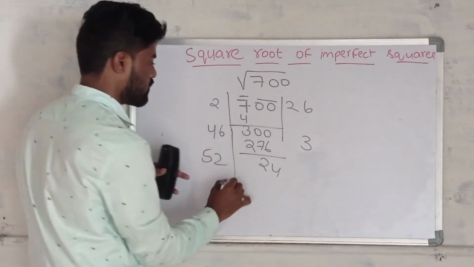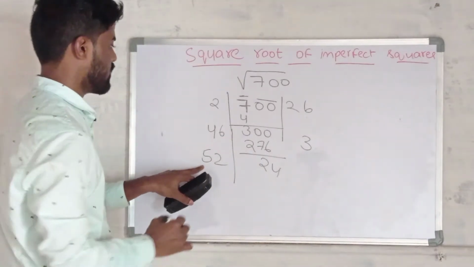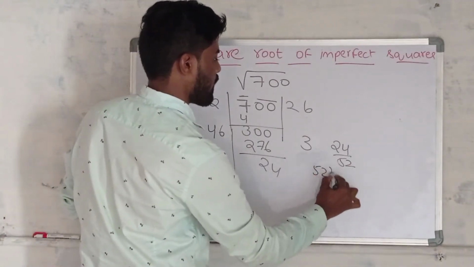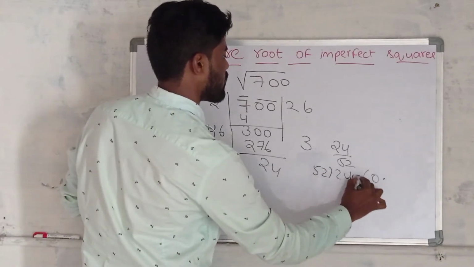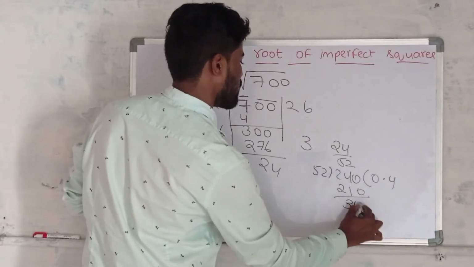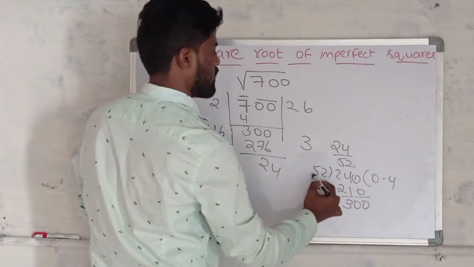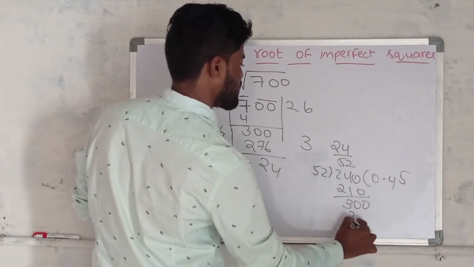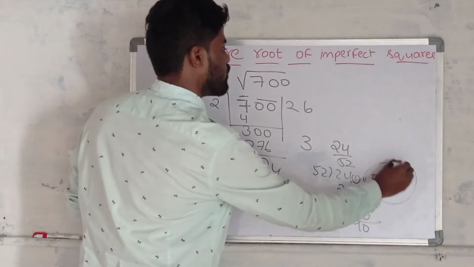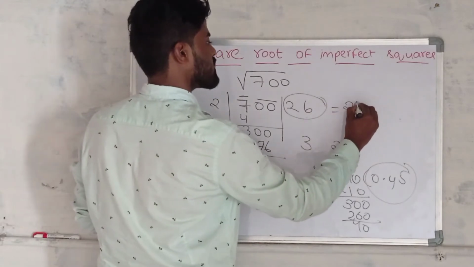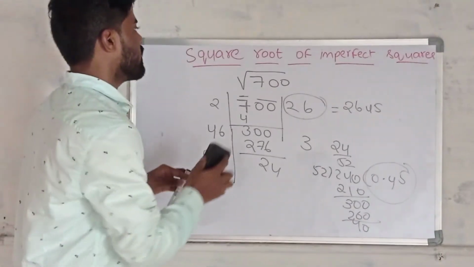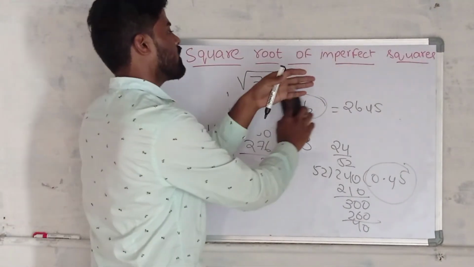52. Now 24 is not divisible by 52. What we have to do is 24 divided by 52, 0.04. 52 into 5, 260, 40. We have to add this value to this number, that becomes 26.45, which is the square root of 700. That means we can solve square root of any imperfect square using long division method.